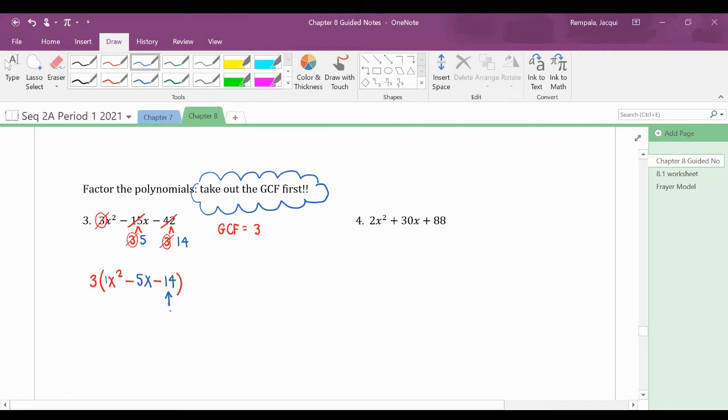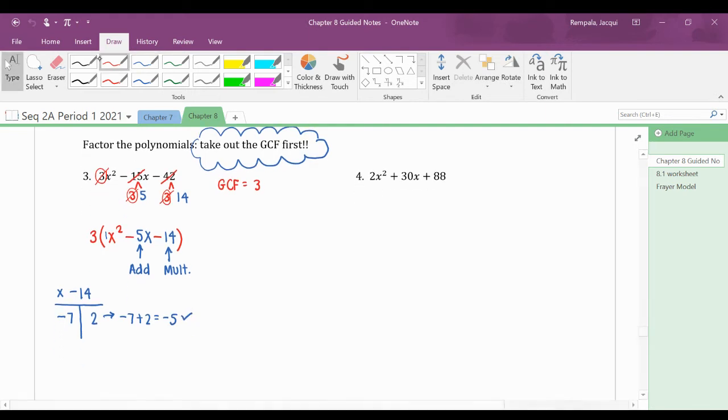So we're asking ourselves what multiplies to the last number but adds to the number in the middle. So I want to know what multiplies to negative 14 but adds to negative 5. To multiply to a negative means that I want one negative and one positive. So if we try negative 7 times positive 2, that gives me negative 14. If I add those two numbers, it'll get me the negative 5 that I'm looking for.